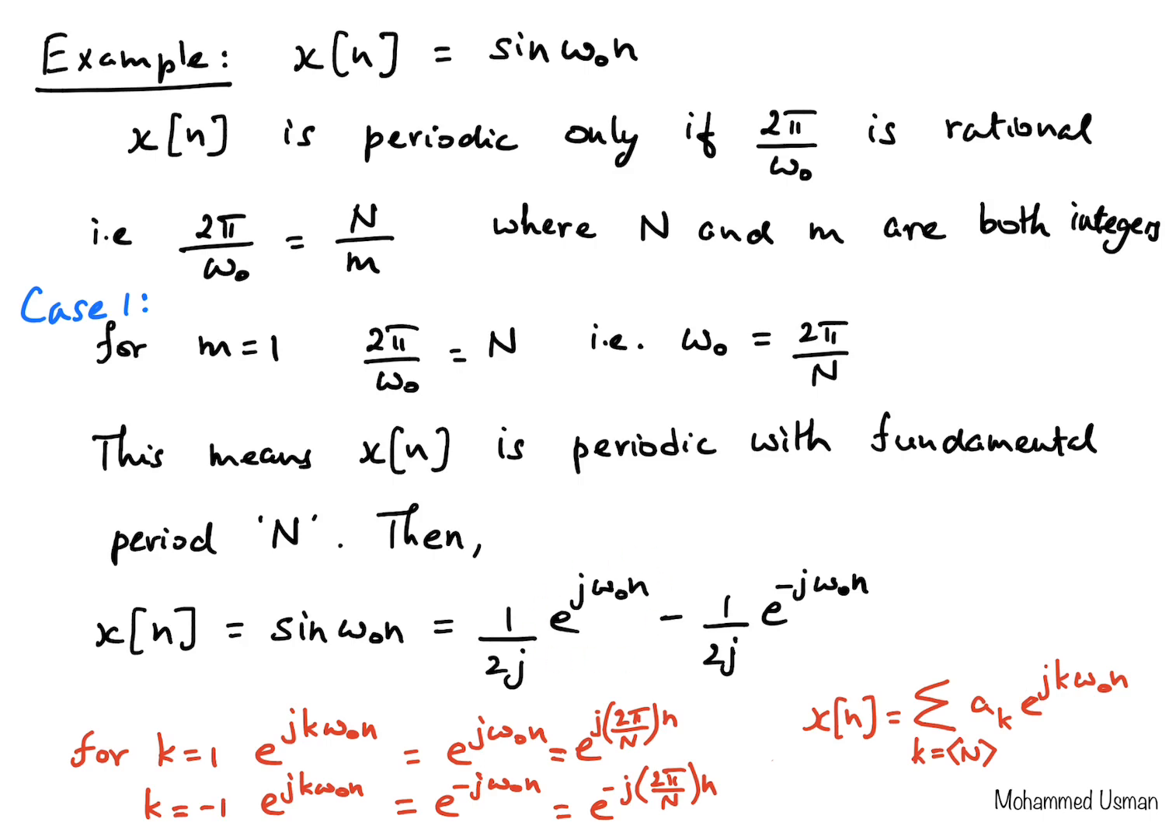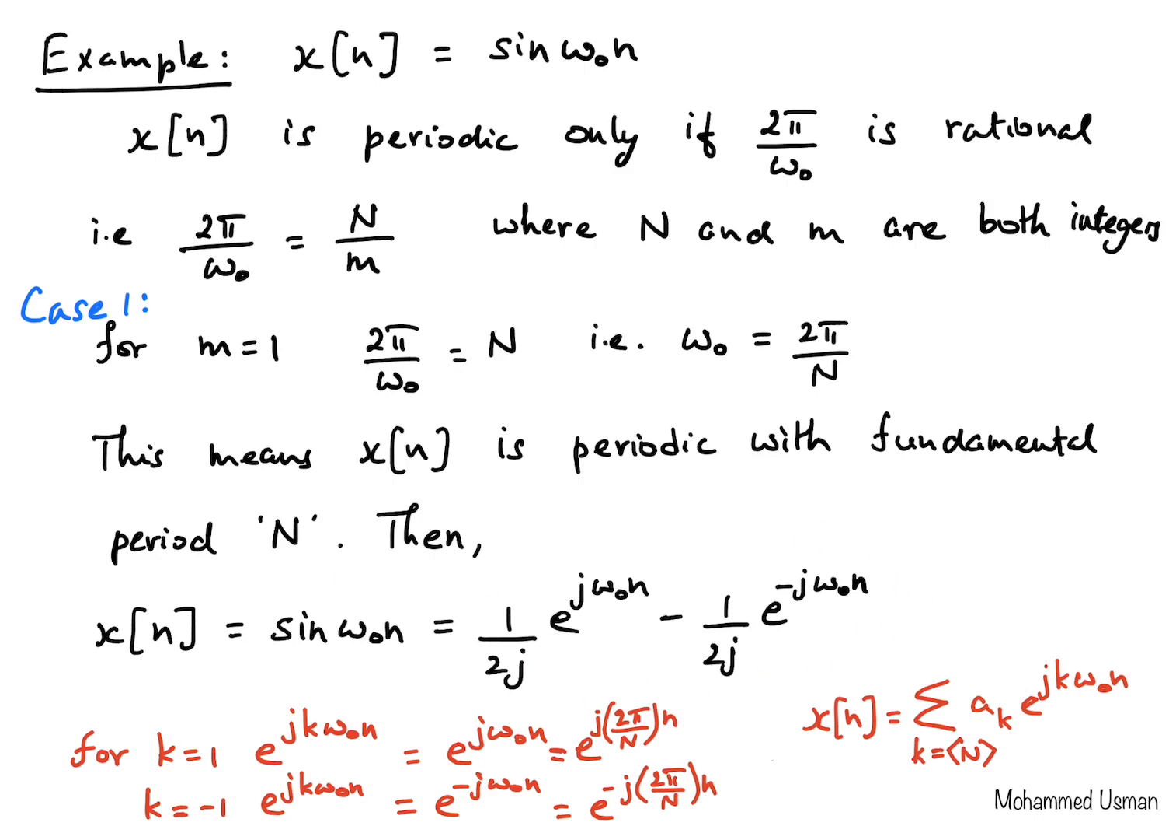This is the Euler's formula. Sine theta is e power j theta minus e power minus j theta divided by 2j, right? So we just applied this. So sine omega naught n is e power j omega naught n minus e power minus j omega naught n divided by 2j. So that 1 by 2j factor is given to each of these terms, okay? So we have this representation of sine omega naught n in terms of the complex exponentials.